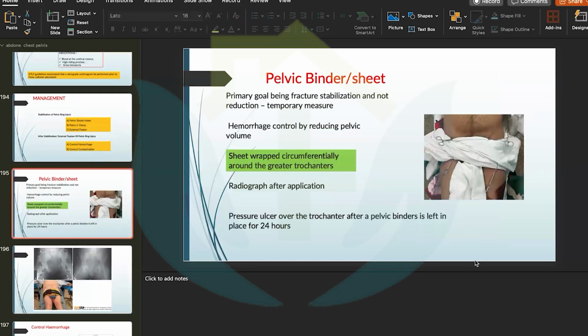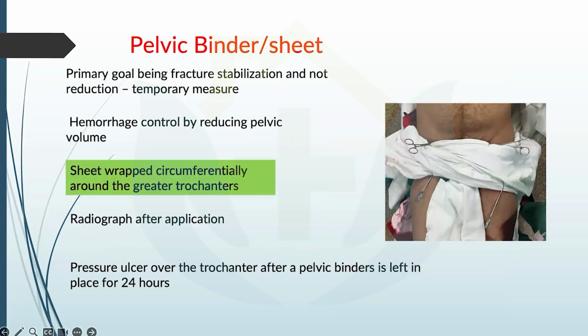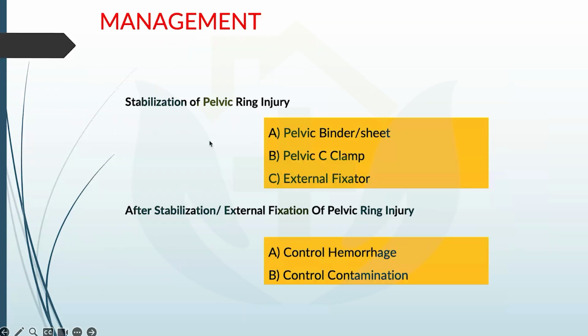And this is the pelvic binder that is applied to patients who have a pelvic injury. This is one way it is done: bed sheets are wrapped around the pelvis and clamps are applied. Pelvic C-clamp is another technique you can apply. You can non-operatively close the pelvis, go for compression and stabilization of the pelvic ring, and then go for open surgical external fixator application.